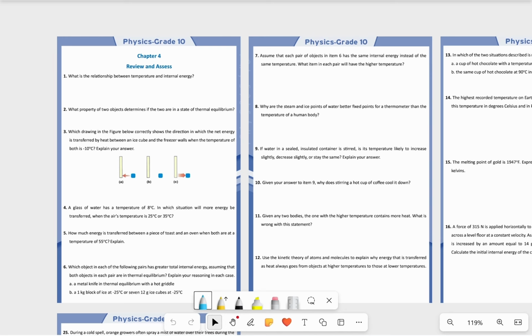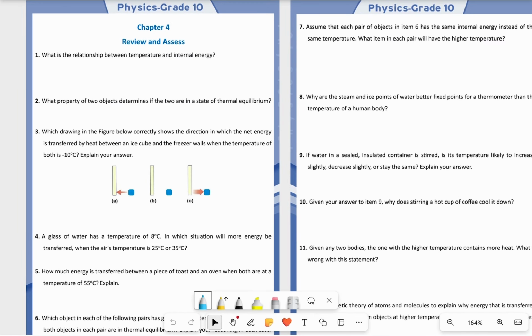Question 1 says, what is the relationship between temperature and internal energy? They are directly proportional, meaning if internal energy increases, temperature is going to increase too.